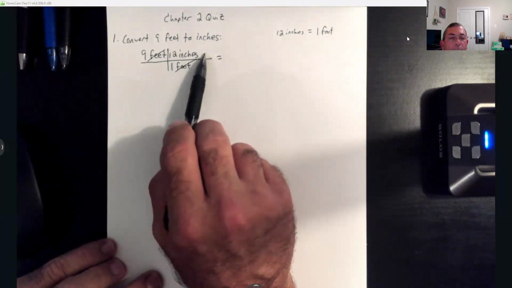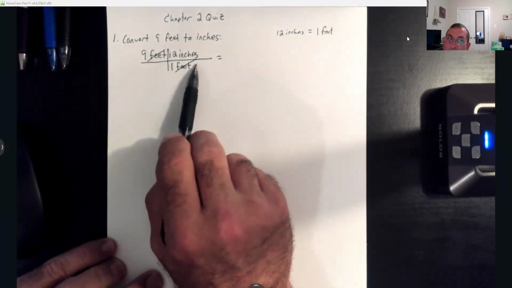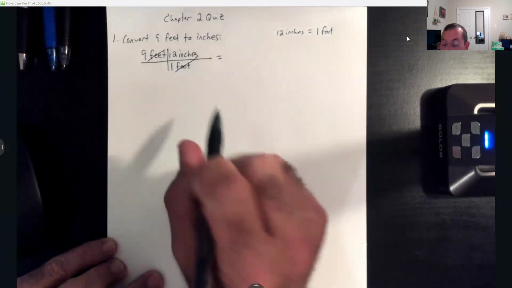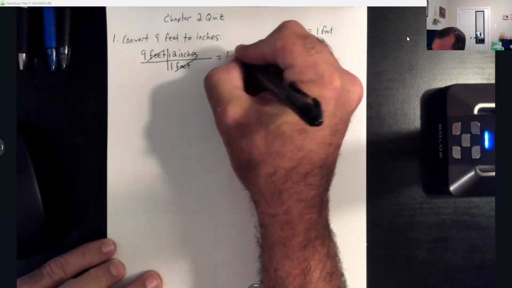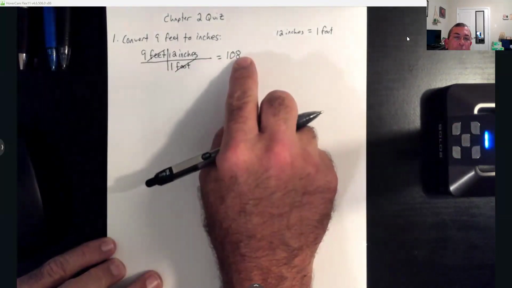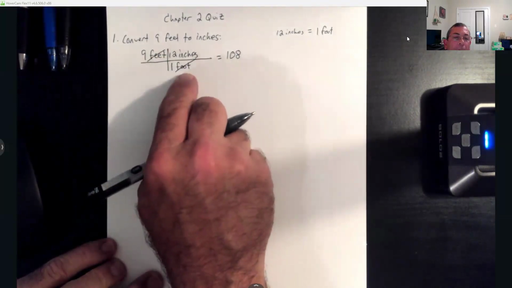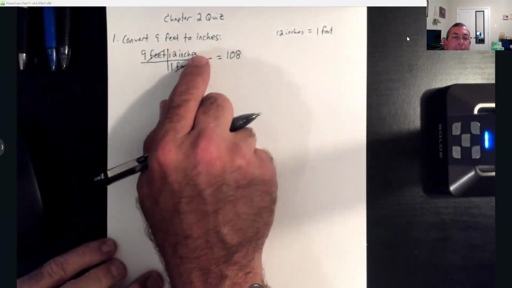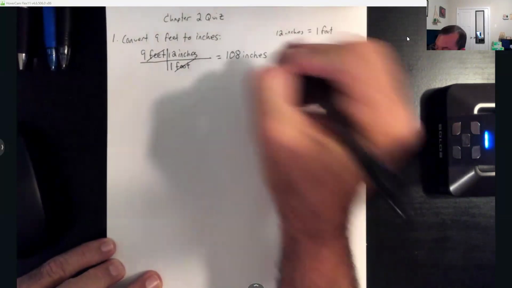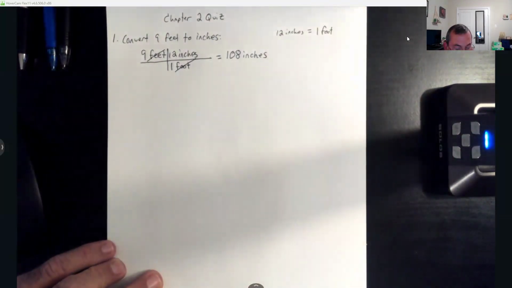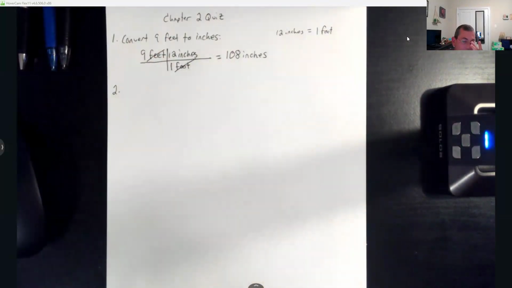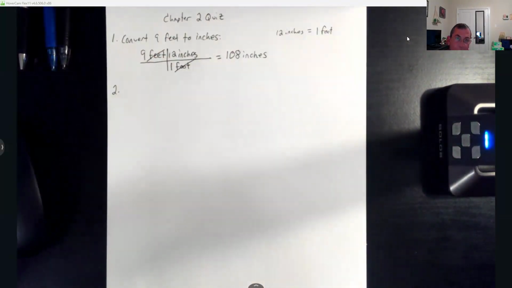Everything on top gets multiplied, and then you divide by everything on the bottom. So we would multiply 9 times 12. That gives me 108. So I would have 108 divided by 1, which is going to stay 108. And all the units are canceling out except inches. So my answer would be 108 inches, okay? Now we'll do another one on this number 2 that deals with years and hours.